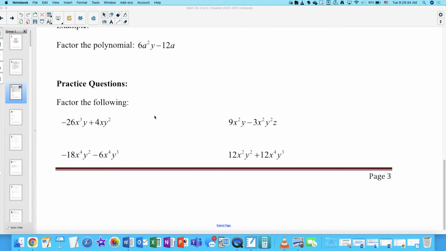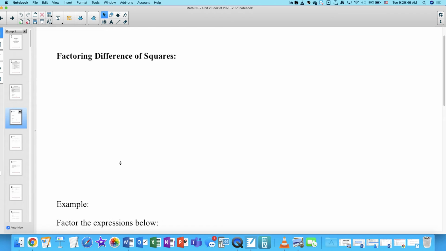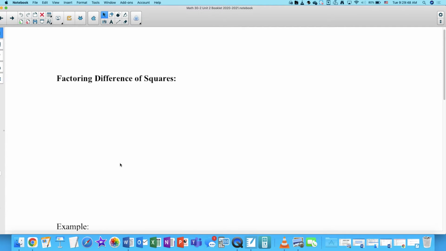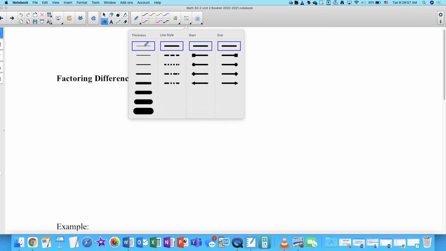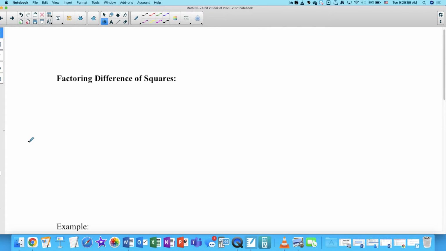All right, well, in that case, let's talk about factoring a difference of squares. Okay, so I want to talk about what a difference of squares is first. And it's actually exactly how it sounds. So difference, what math operation do we think of when we hear the word difference? Subtraction. And squares means we're looking at two perfect squares.